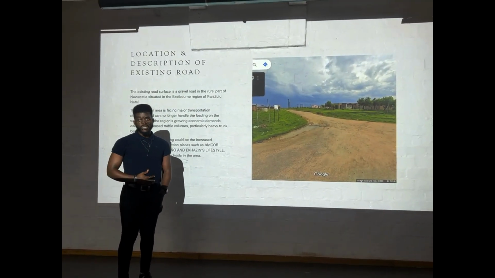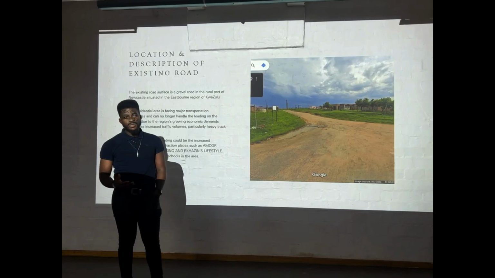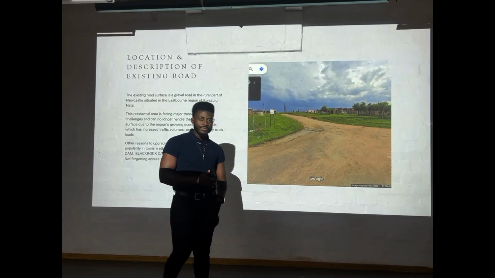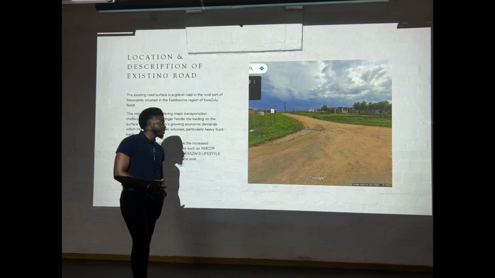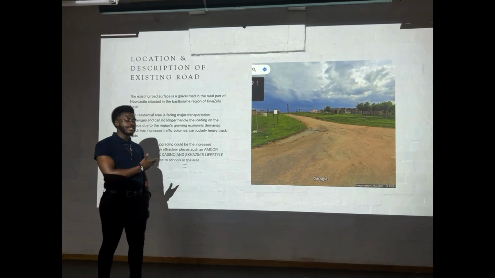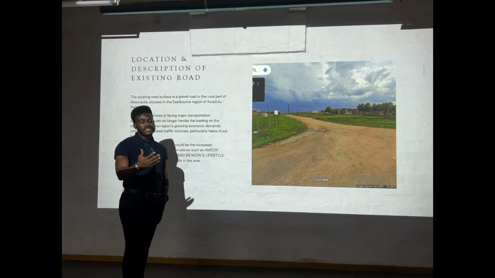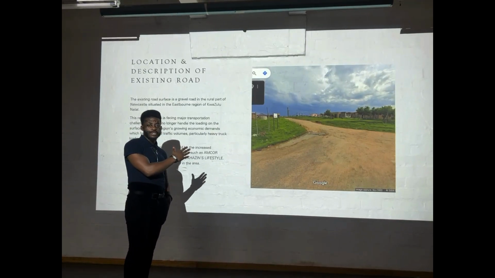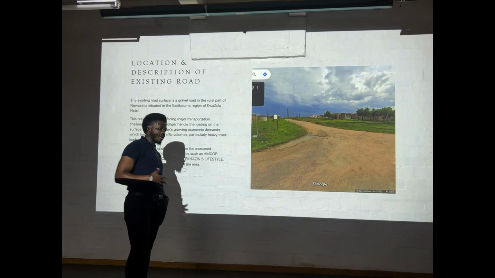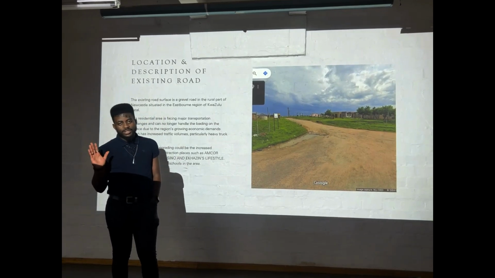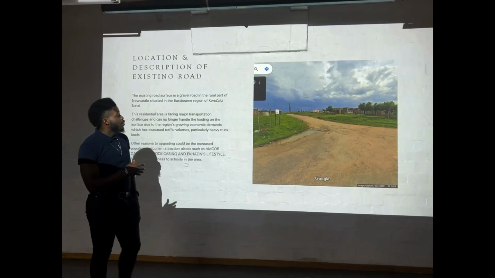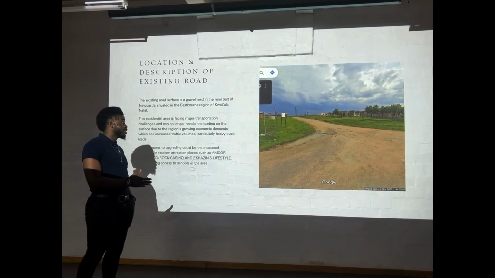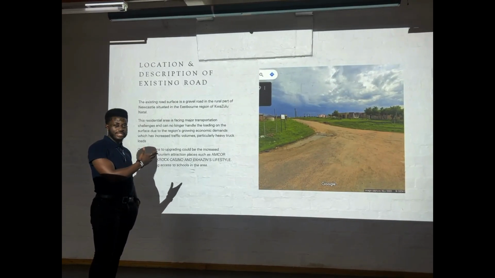So in this project, we were given a specification to upgrade the gravel road into a 2-lane premix road. The location we chose is an unnamed road in Newcastle, Eastbourne. So we, as the engineers, decided to name it Prime Time Road. We chose this road because of the growing economic standards. This is a developing residential area.